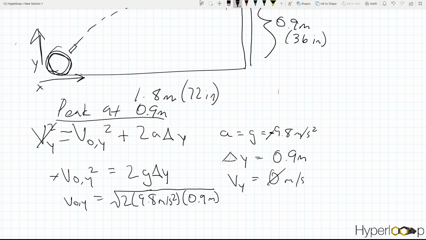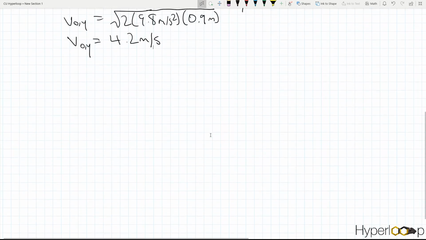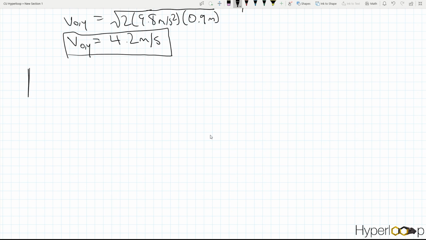So we've got meters times meters, so meters squared over seconds squared, and we take the square root of that, so we're left with the units of meters per second, and that's our v naught y value. So v naught y, when you actually get down to the numbers, comes out to be 4.2 meters per second. Okay, so now what are we able to do with this number? We're able to say, 4.2 meters per second, that's how hard you need to shoot it in the upwards direction.